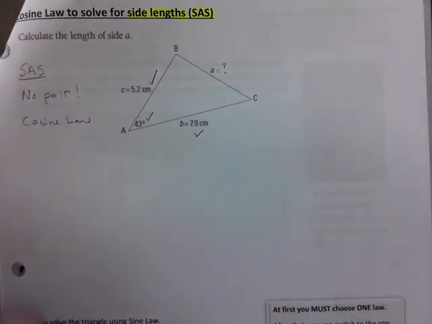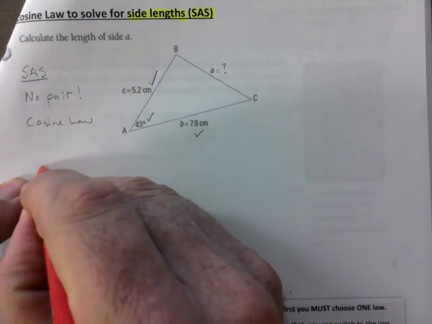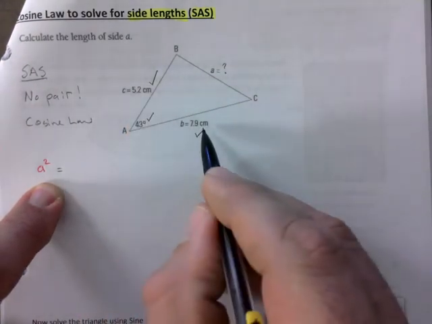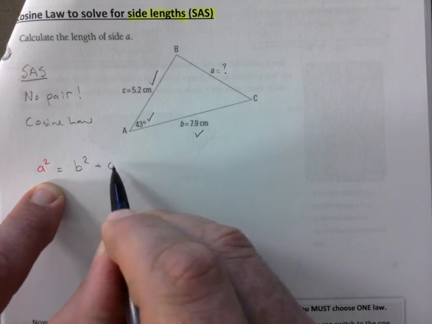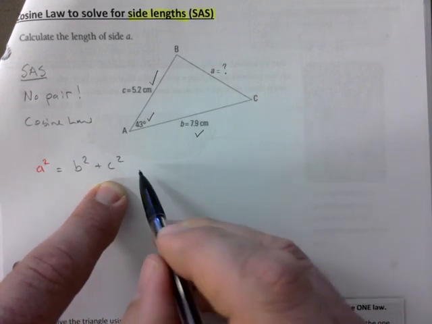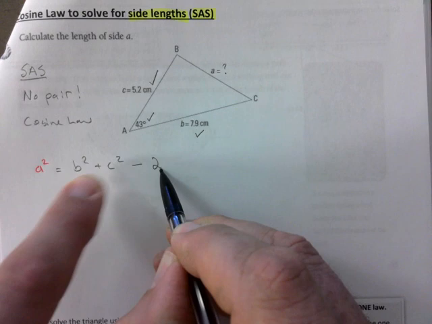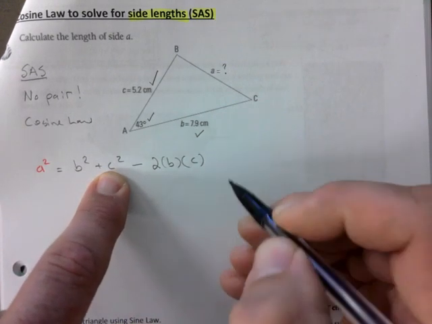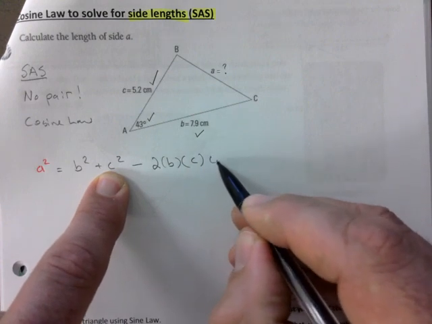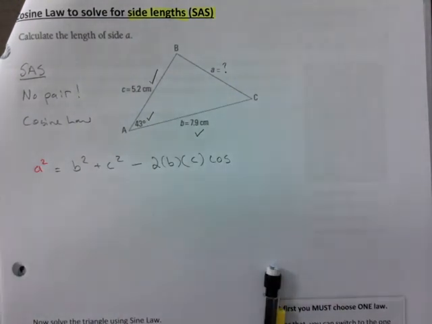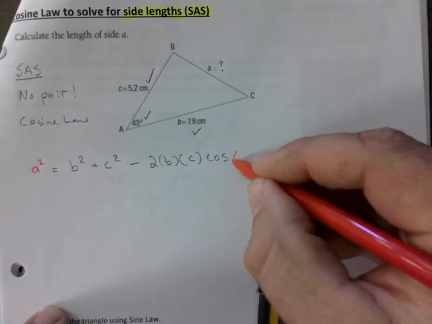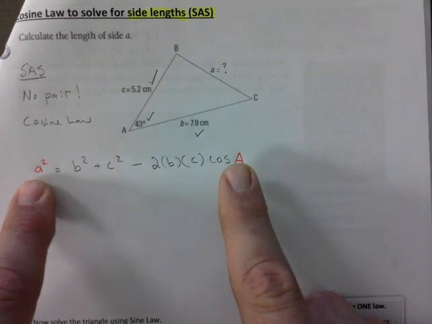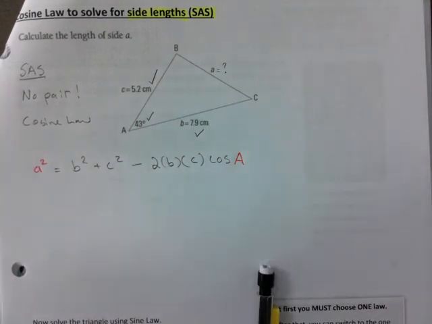So I'm actually going to use my formula first. A squared, if I wanted that side, then I would have to take the other two sides, square them, and add them. Then I'm going to go minus 2 times the first one times the second one times cosine of angle A. And why am I using the red? Because these are always across each other, okay? That's why it's important.